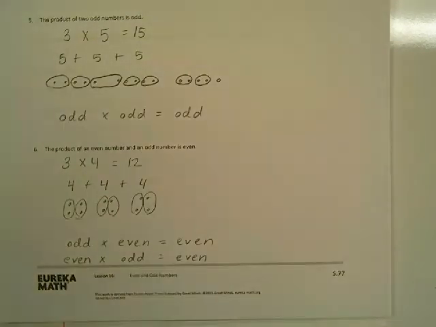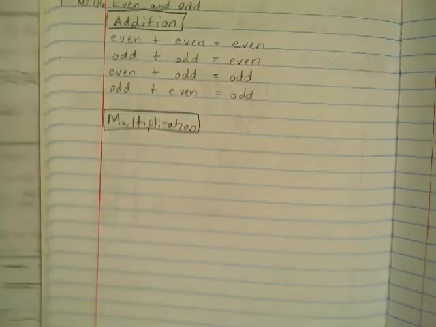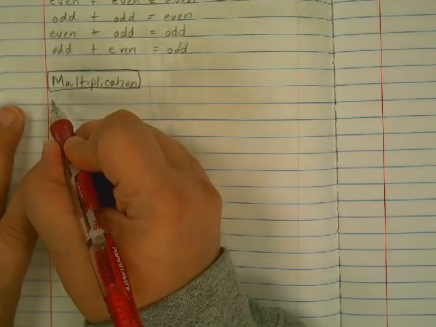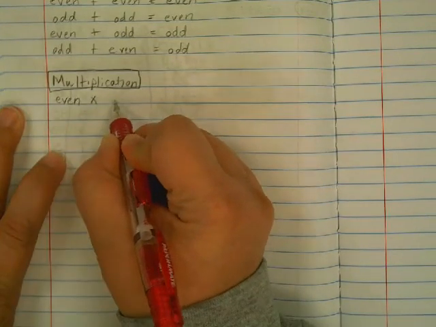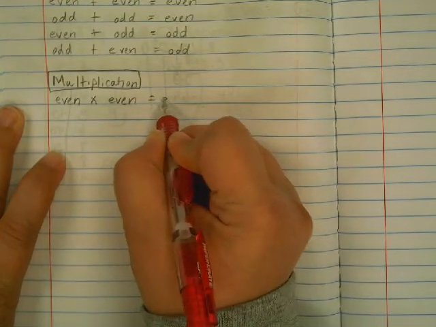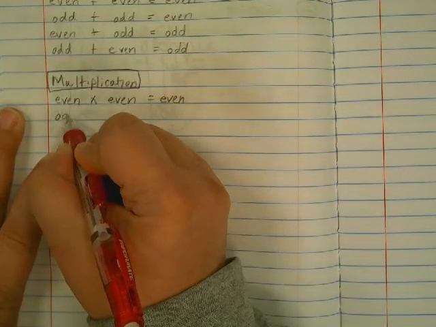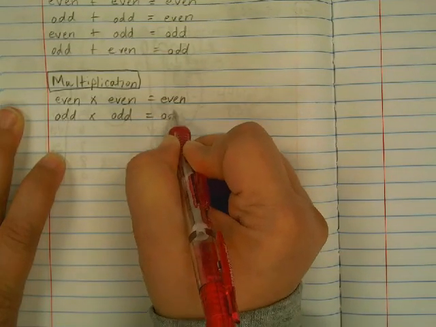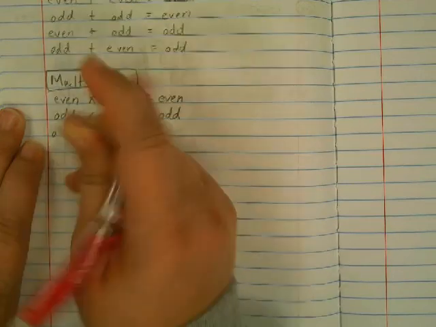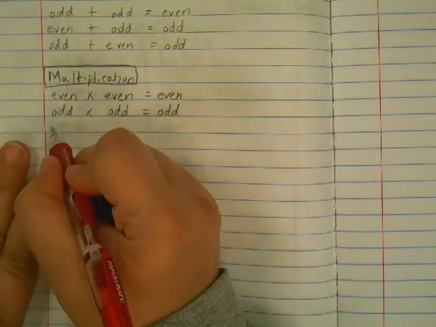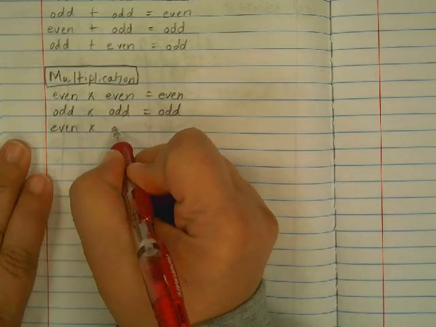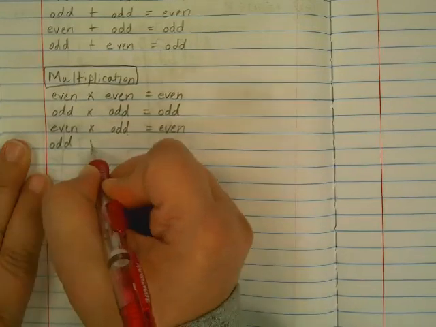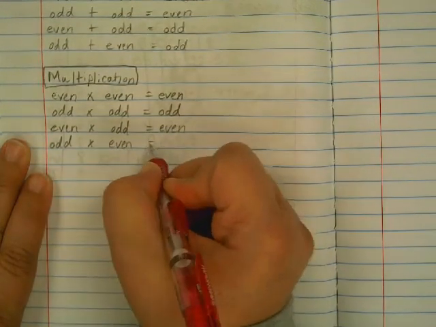So go ahead and take out your notebook and let's add that to our notebook. And we will say even times even equals even. Odd times odd equals odd. And then even times odd equals even. And odd times even equals even.